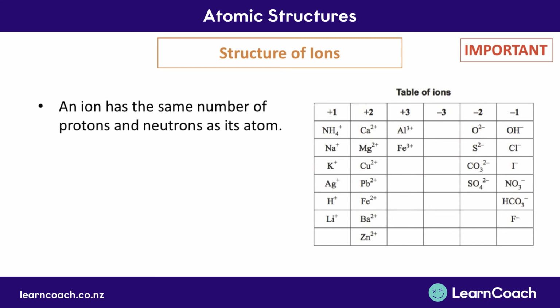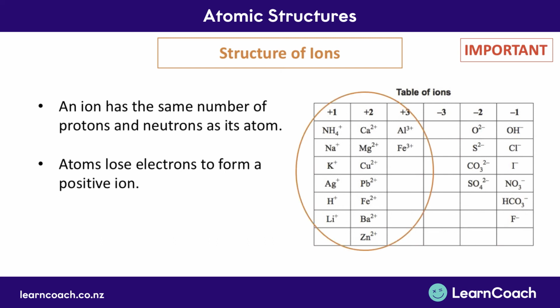When we're thinking about the structure of an ion, you need to know that an ion has the same number of protons and neutrons as its atom. However, in order to gain a charge, we know that it has to either gain or lose electrons. So when an atom loses electrons, those negatively charged particles, it forms a positive ion. And that's because there are more protons than electrons. So there's more positive charge than negative charge. So looking at our table of ions, here are the positively charged ions that you can see, where you can see these positive ions can either have a positive 1, positive 2, or positive 3 charge.